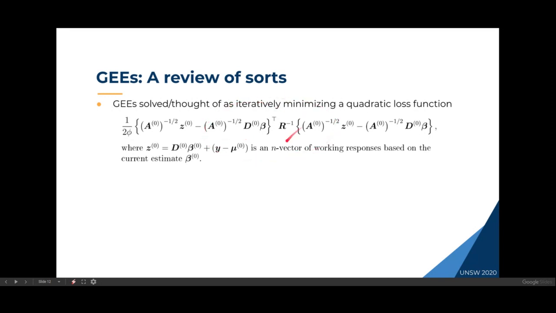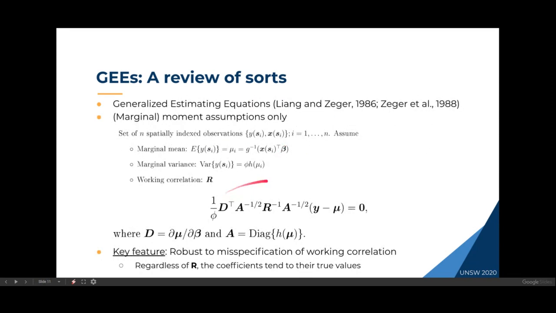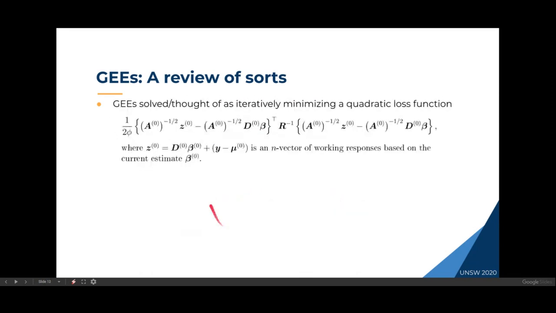Solving this quadratic loss function also turns out to be the same thing as if you just took the GEE and did Newton-Raphson. You can show it's exactly the same thing as just solving this quadratic loss function. So this is just another way of, in a way, you can think of it as rewriting the Newton-Raphson algorithm for the GEE.